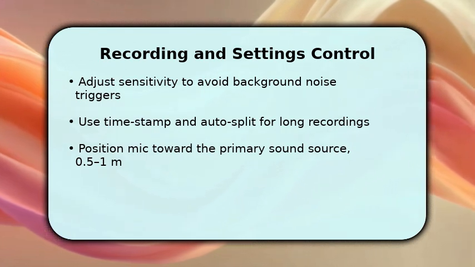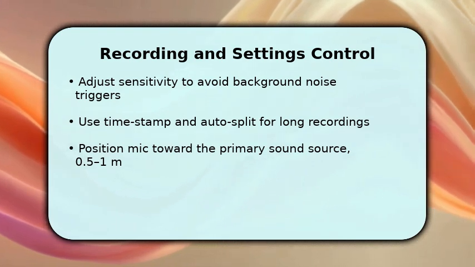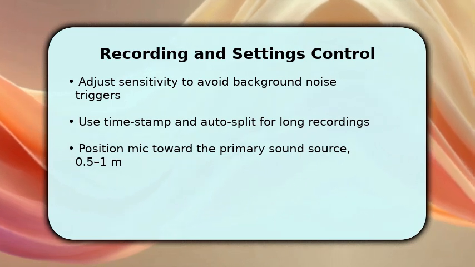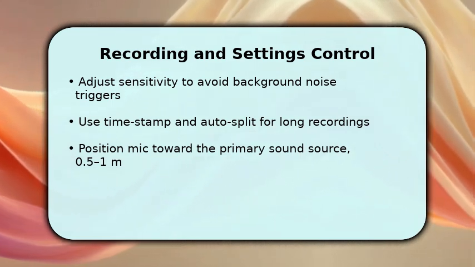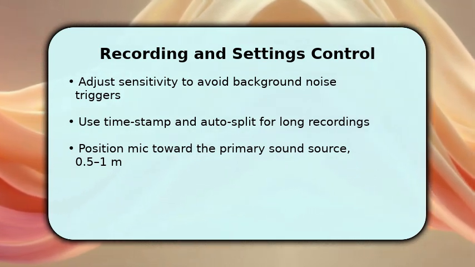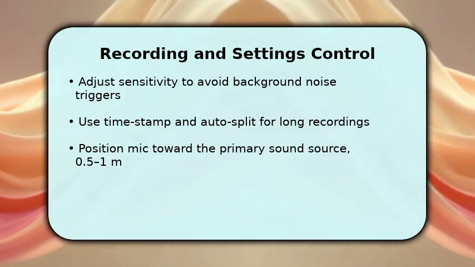Turn on timestamp and autosplit to keep files organized during long captures, and enable low-cut filter if wind or rumble appears. Make sure to angle the recorder toward the speaker at about 0.5 to 1 meter for clear pickup. Periodically glance at the status LED or screen to confirm active recording and file creation.